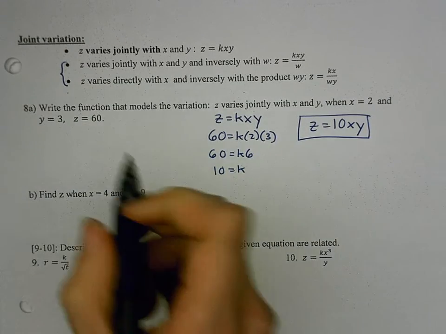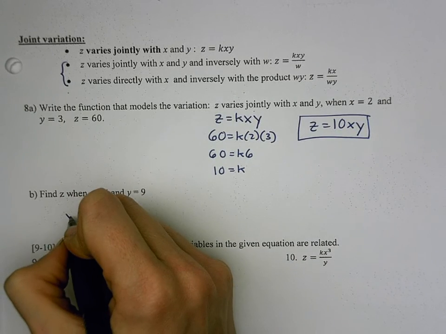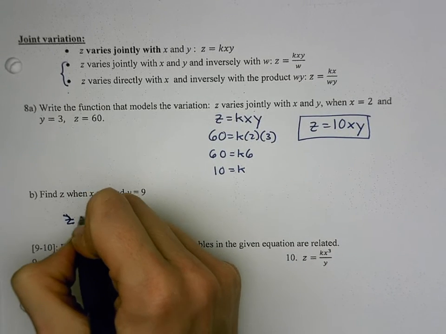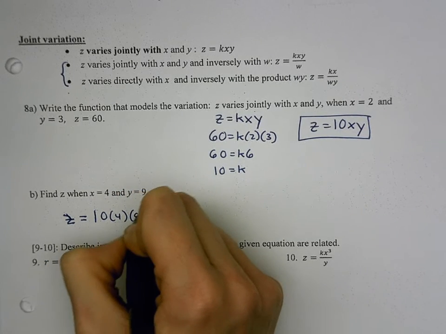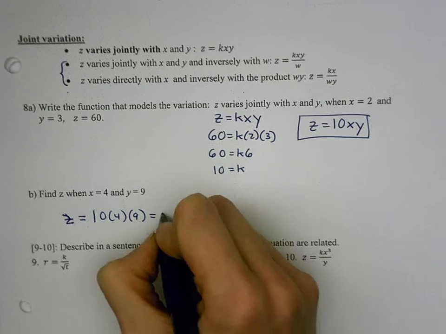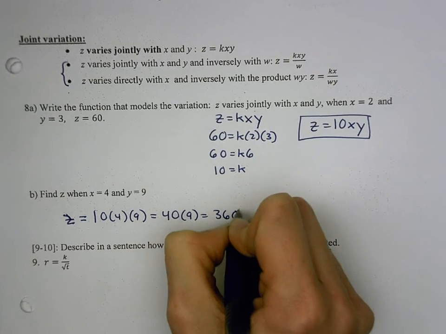Okay, so then what would z equal when x equals 4 and y equals 9? Well, if I took those and plugged it in, 10 times 4 is 40, times 9 is 360.